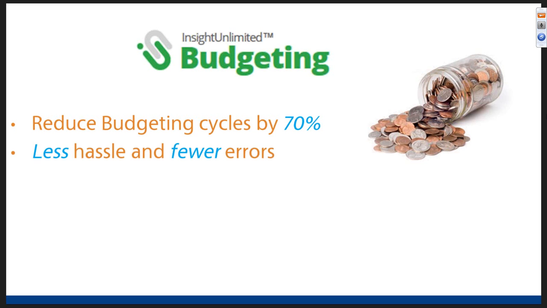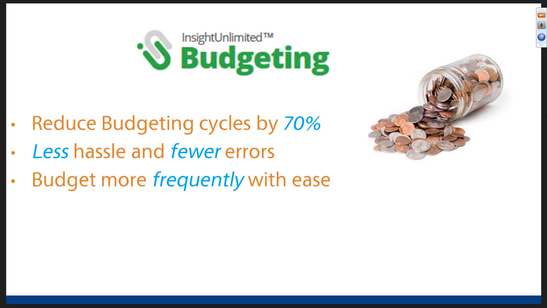There's a lot less hassle, there's fewer errors. You know all the account numbers are correct because they're on a validated screen. There's no opportunity for someone to add an extra line or column to Excel that shouldn't really exist. You can budget much more frequently. Customers who are now able to move to this monthly budgeting and forecasting cycle get a much better handle on their business.